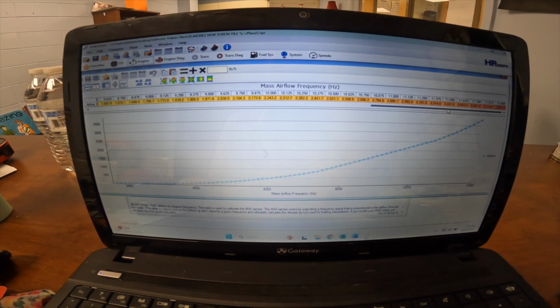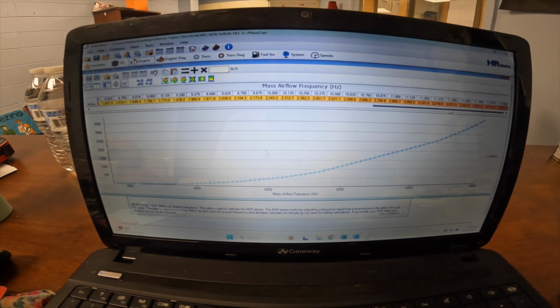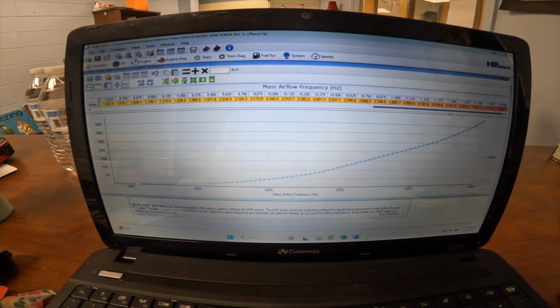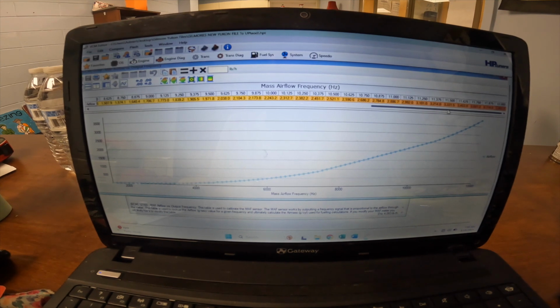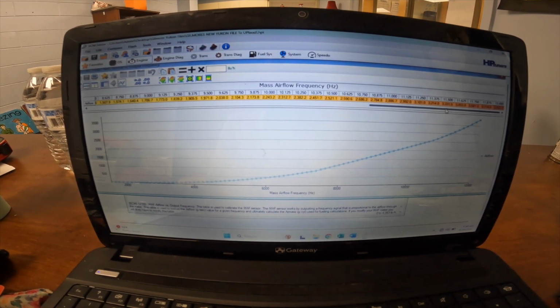The speed density stuff does work really well, but it takes a little bit more time to get it dialed in. But if you do a swap, or if you're under boost or something like that, a lot of people go that route.